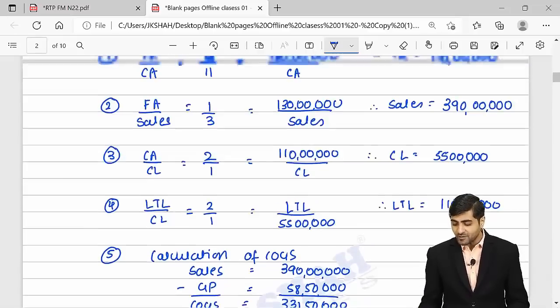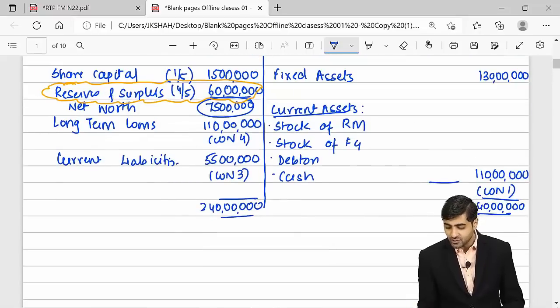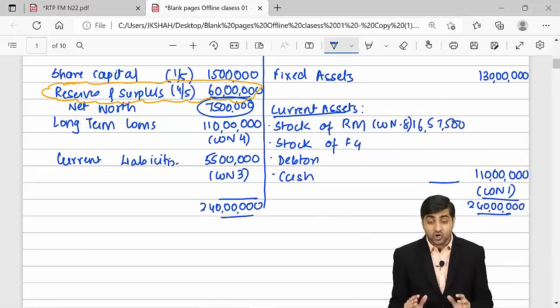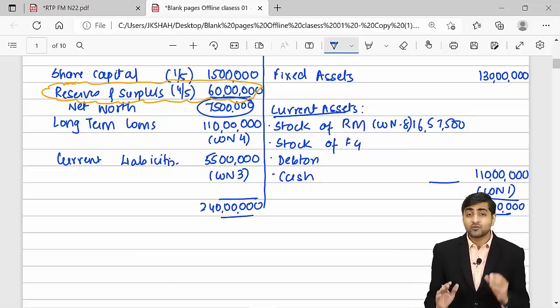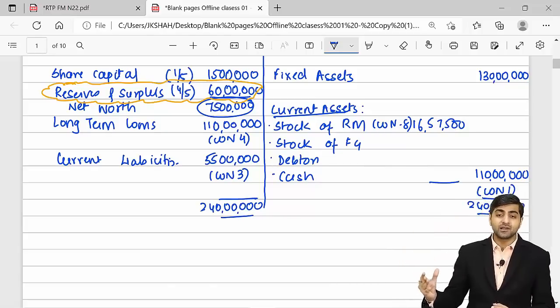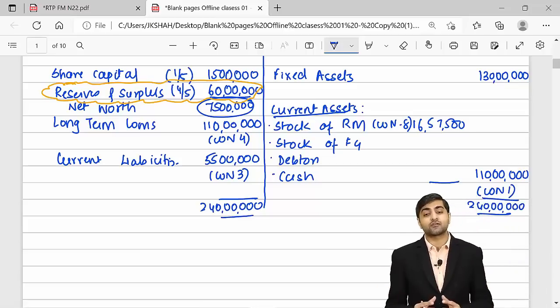So this stock of raw materials I can very well substitute here, which is 16,57,500, and this comes from your working note number 8. So guys, this is your stock of raw materials. So we have the time period available, we have the raw material consumed available. So this will help us to calculate your stock of raw materials.